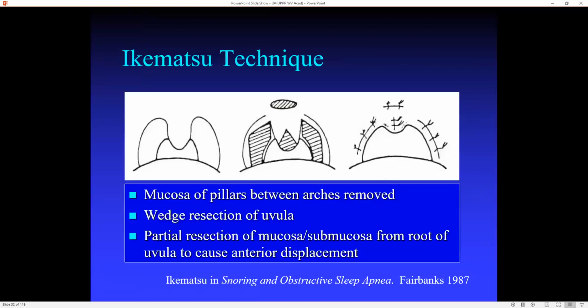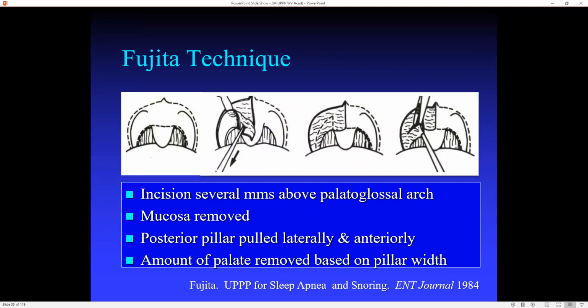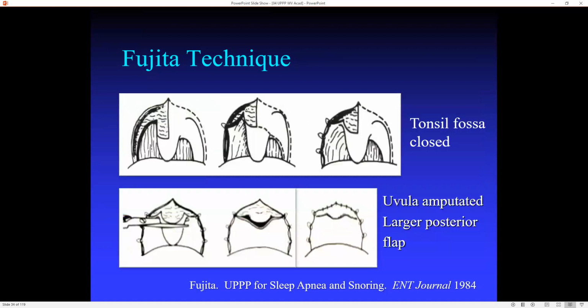So this was Ikematsu's technique. He basically made the uvula smaller and took a little tissue out from the soft palate to pull it forward a bit, and then some mucosal resection. So Fujita went a little bit further, became a little bit more aggressive, and pulled the posterior pillars laterally and anteriorly. I think this will get you a great improvement if you consider especially those patients with very prominent posterior pillars. And the amount of palate removed was based on pillar width. That was kind of a judgment call at the time, because you're actually cutting off palate. And there was a little bit of back and forth at the time about how much to cut off.